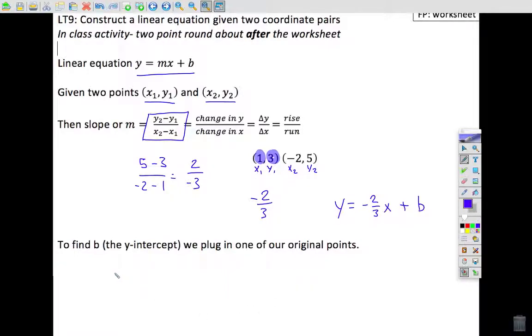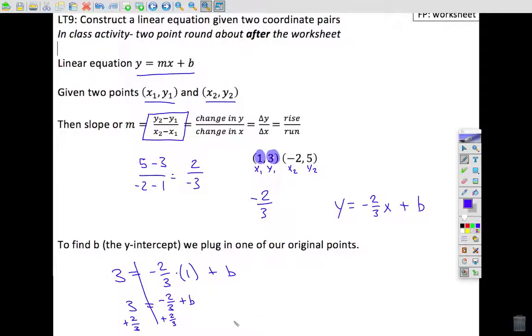So this is going to look like 3 equals negative 2/3 times 1 plus b. Then we're going to solve this for b, like we're solving an equation. Negative 2/3 times 1 is just negative 2/3. In order to get b by itself, we're going to have to add 2/3 to both sides.